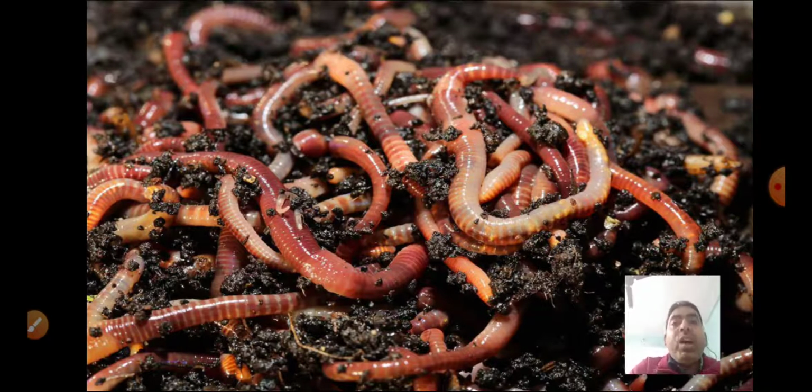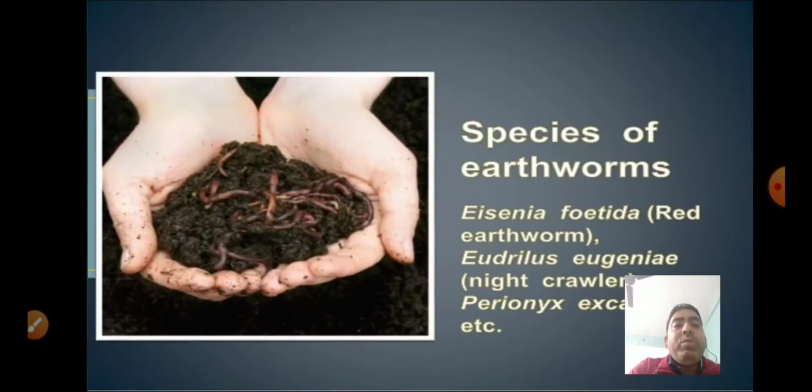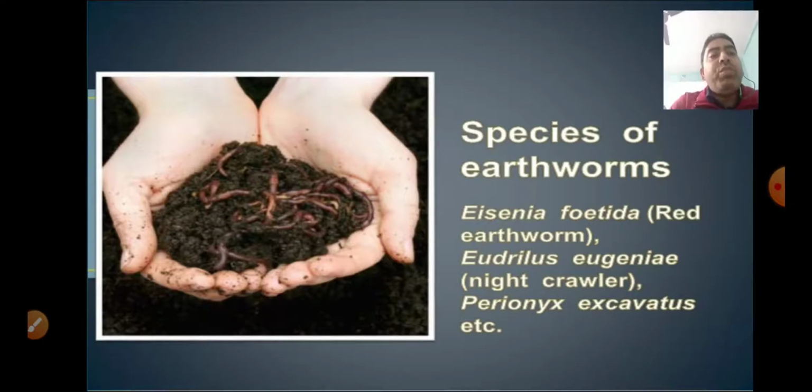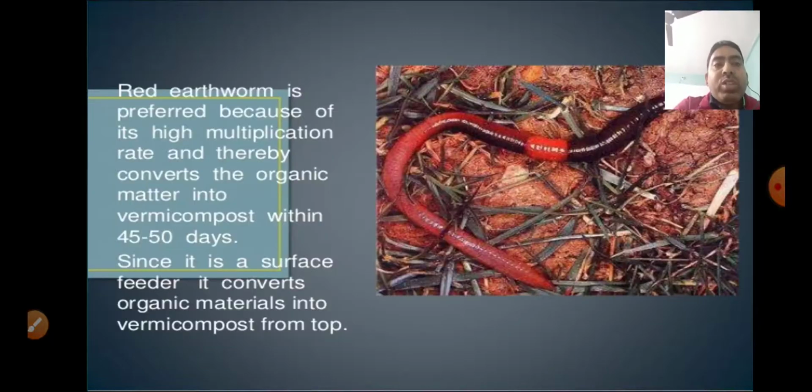The type of earthworm used for composting is called red worms, and red worms are introduced in the waste dump in a large pit with the soil. You can see here the species of red worms we use: Eisenia foetida red worms, and night crawlers. These worms eat the soil along with the waste material and convert it into compost.